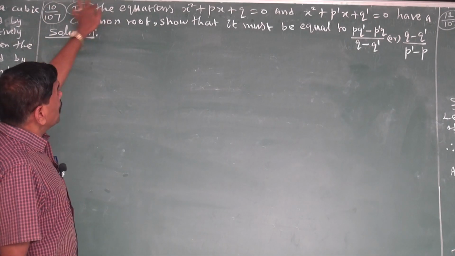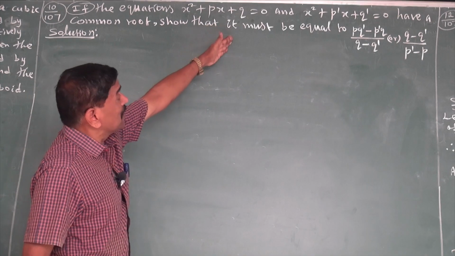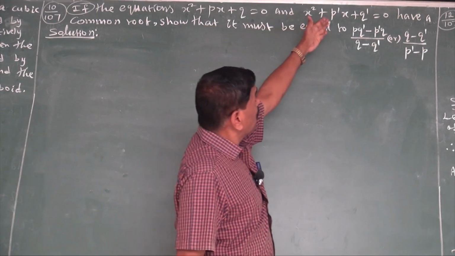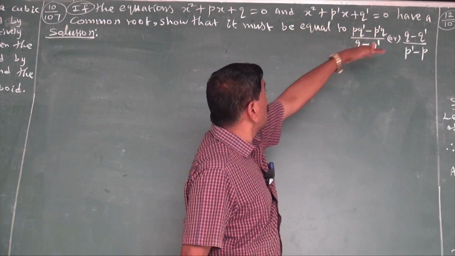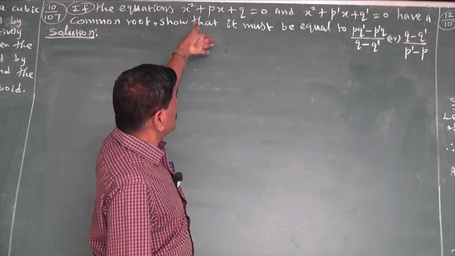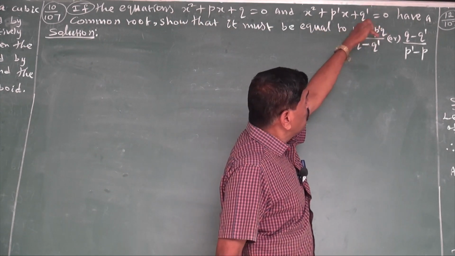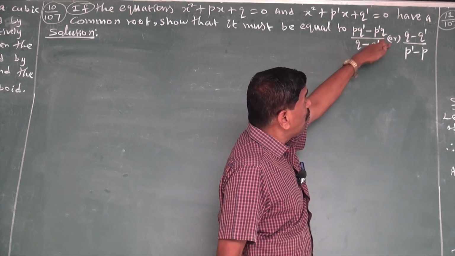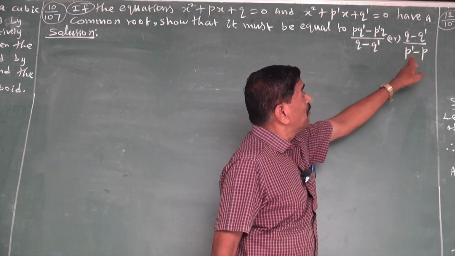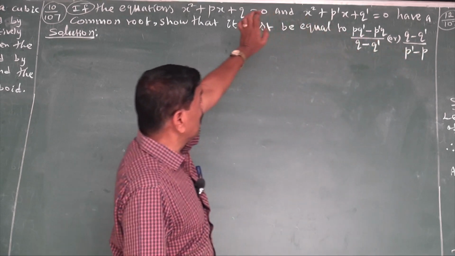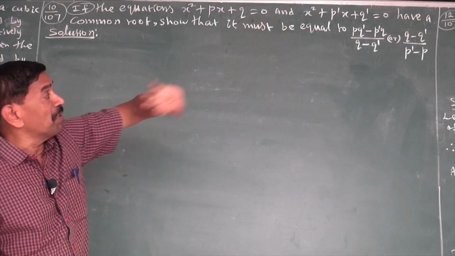If the equations x square plus px plus q equal to 0 and x square plus p dash x plus q dash equal to 0 have a common root, then show that it must be equal to (pq dash minus p dash q) divided by (q minus q dash), or (q minus q dash) divided by (p dash minus p), which is the required result. Answer is given in the question paper itself.